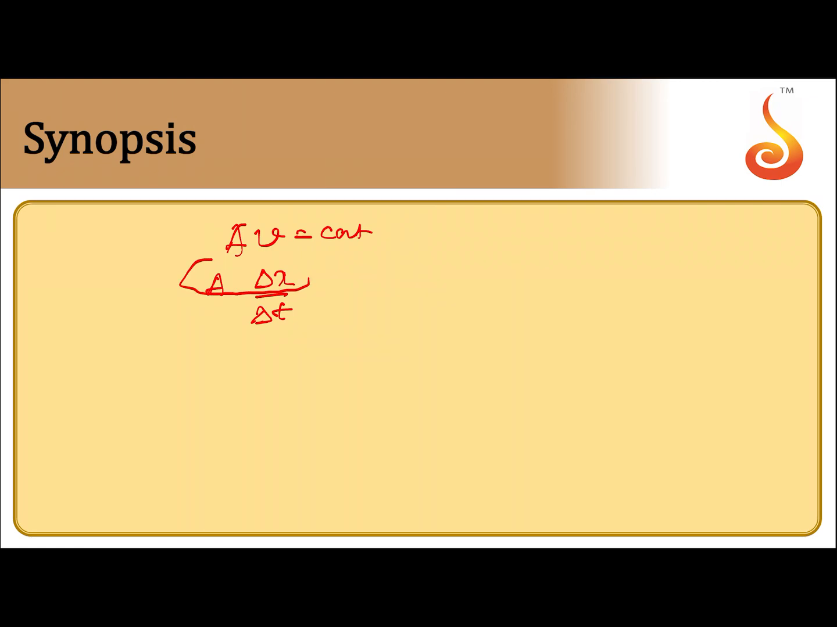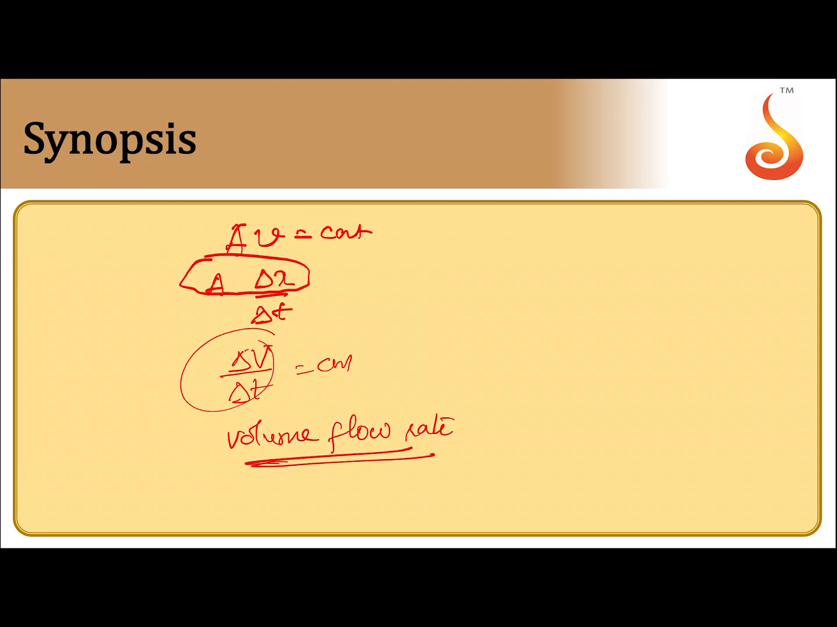But you know, A into delta x is nothing but volume. So this is nothing but delta V by delta t is equal to constant. It tells you volume flow rate. So this is nothing but volume flow rate. So equation of continuity can be interpreted as mass per unit time is constant or volume per unit time is constant. Any of these two representations is perfectly fine.